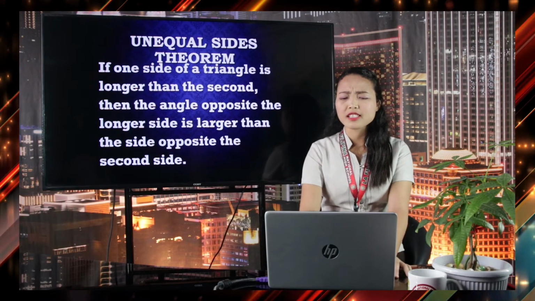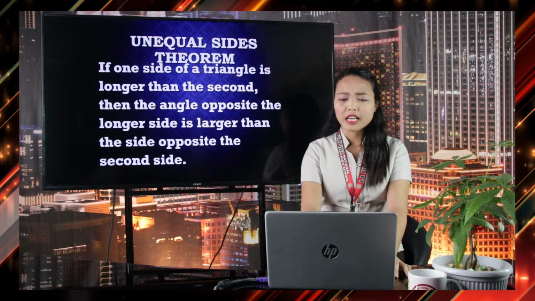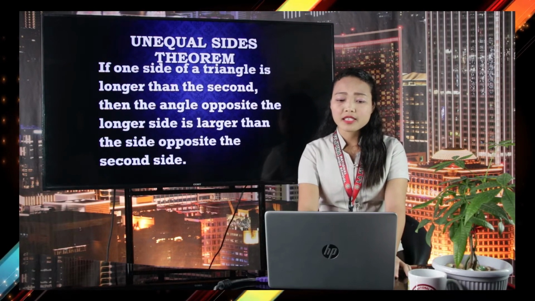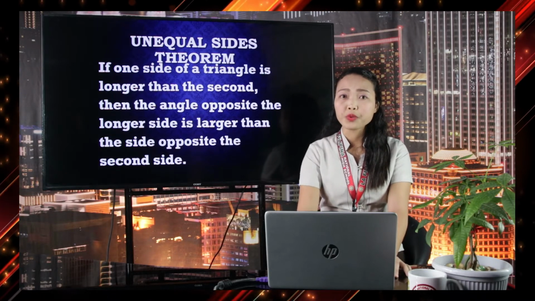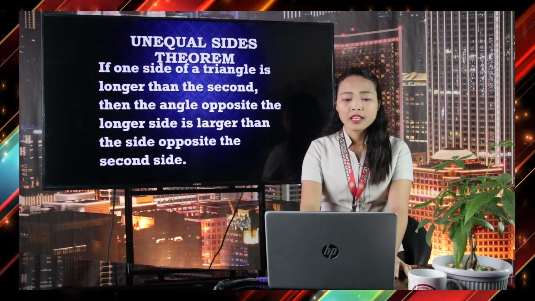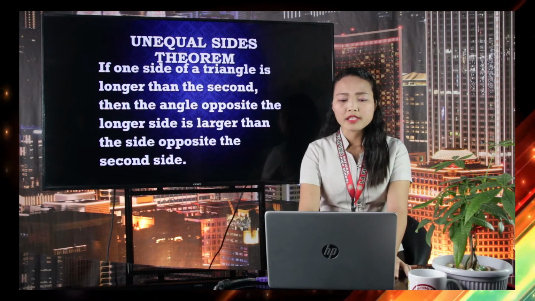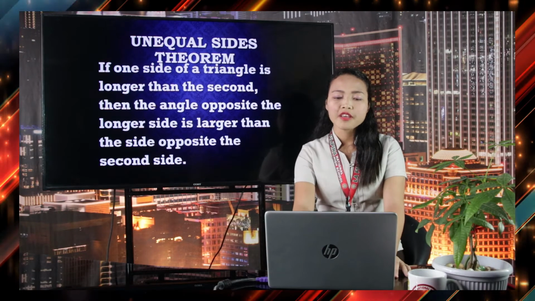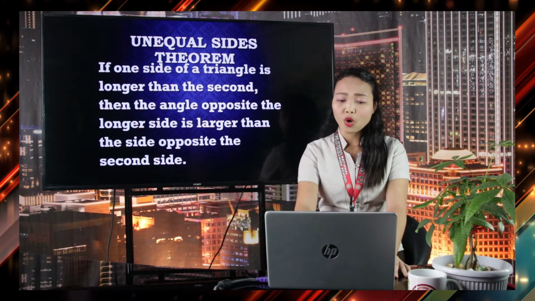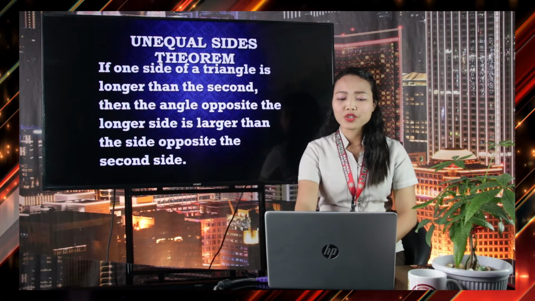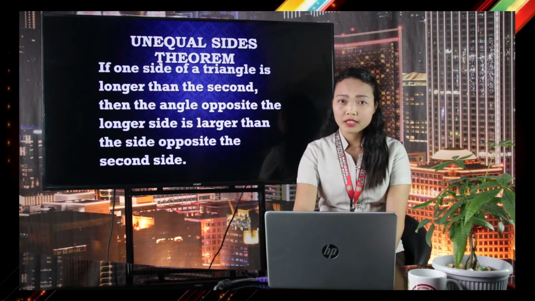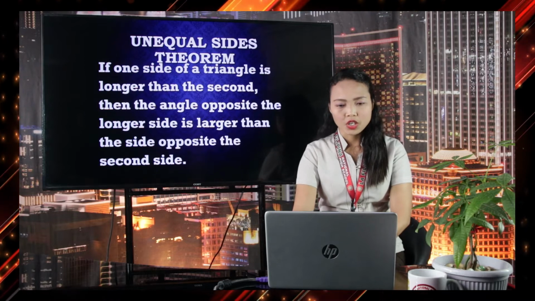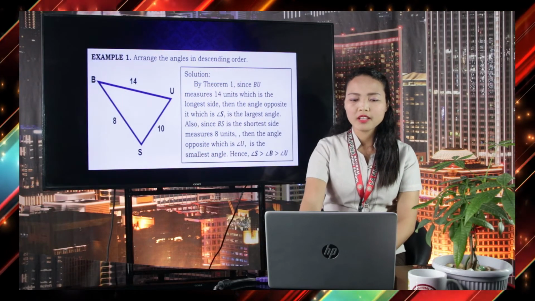Let's discuss first the unequal sides theorem. So what is the unequal sides theorem? It states that if one side of a triangle is longer than the second, then the angle opposite the longer side is larger than the angle opposite the second. So what does it mean? Okay, let's have an example.